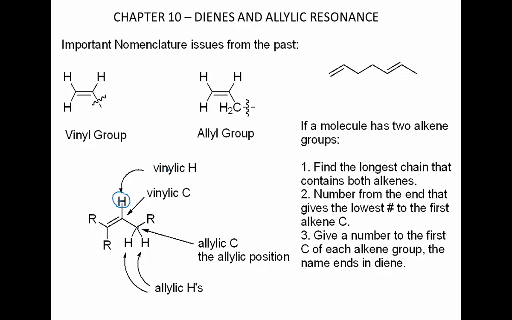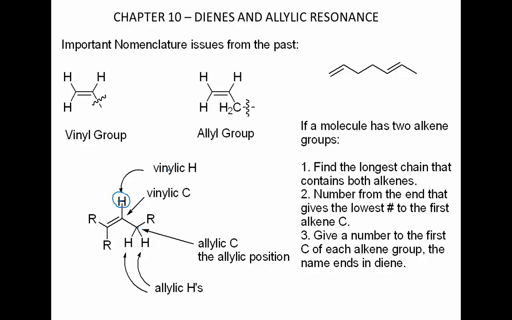Okay, so this is not just going to be about dienes, but it's also going to be about allylic resonance, and we're going to see how dienes are a major precursor to compounds that have allylic resonance. Okay, let's just briefly visit one nomenclature point here.